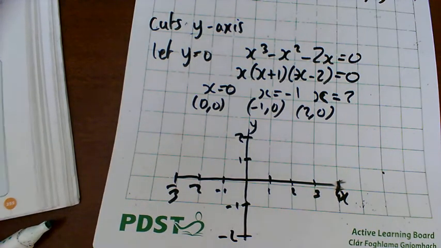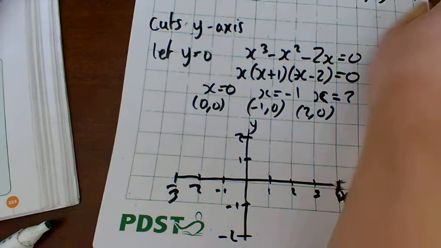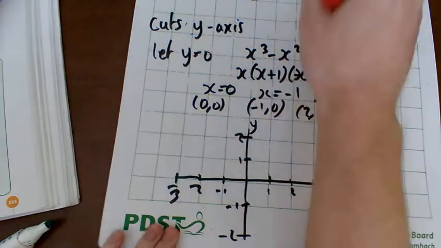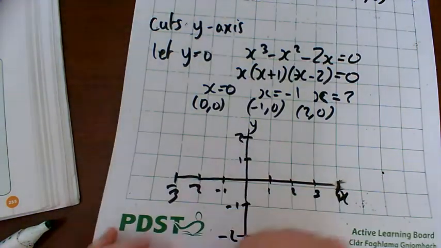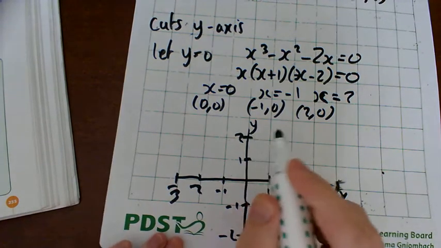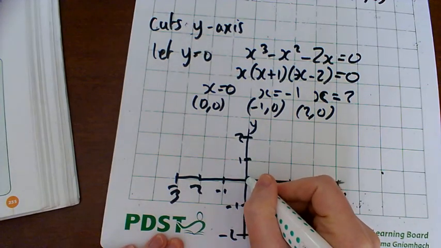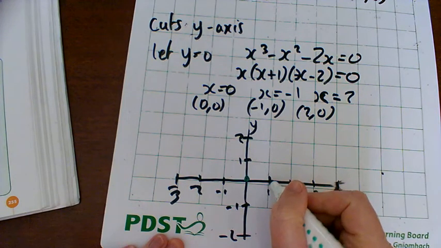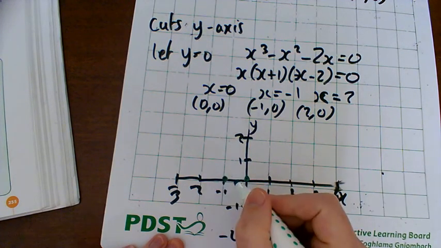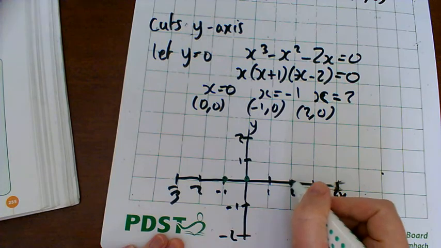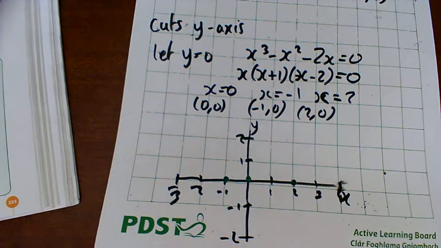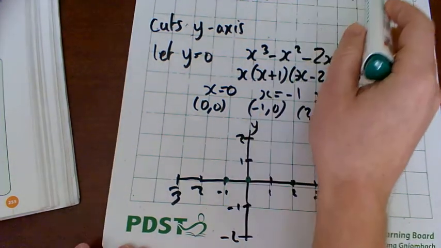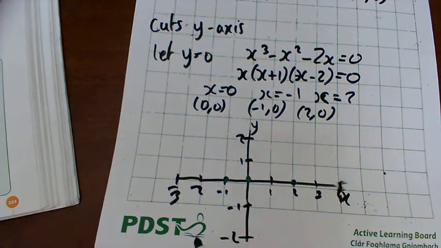Let's sketch those points that we know. And this is where knowing the shape of the graph is vitally important. So again, I'll use my green pen. So we know 0, 0. We know minus 1, 0. We know 2, 0. And we have to think what shape. That's all we know. Because remember, 0, 0 is where it's cutting the y-axis and the x-axis there.